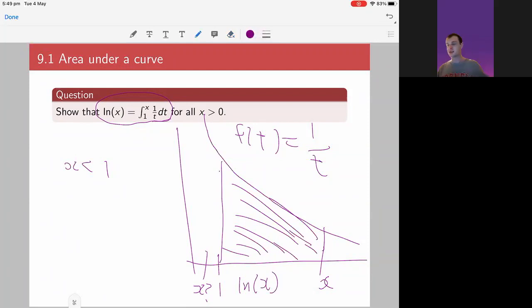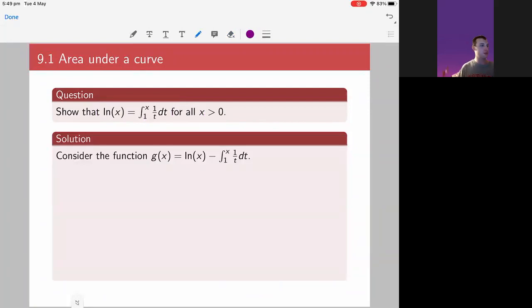So let's get on with this. How might we do this? Well, in some sense, the answer becomes obvious once you have access to the fundamental theorem of calculus, because you know what the derivative of the logarithm function is. You know that the derivative of log of x is exactly 1 divided by x.